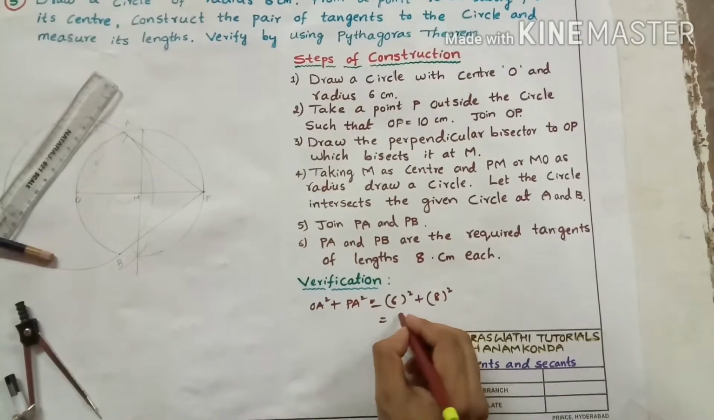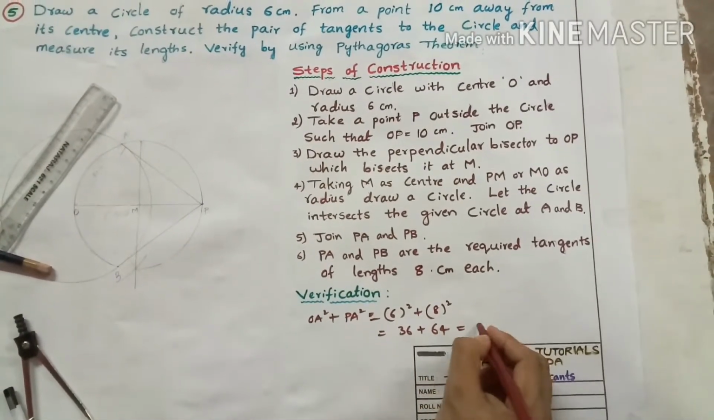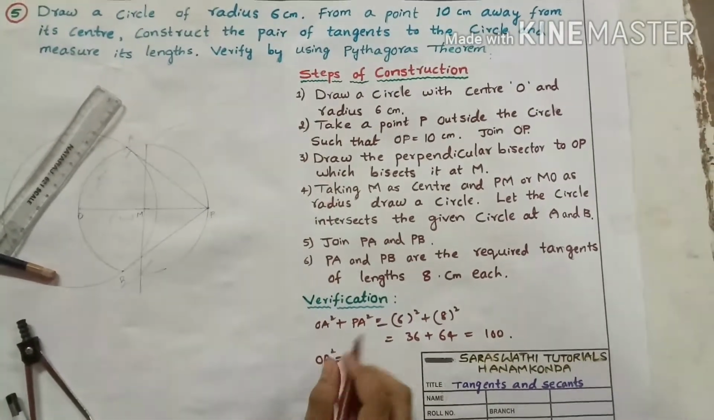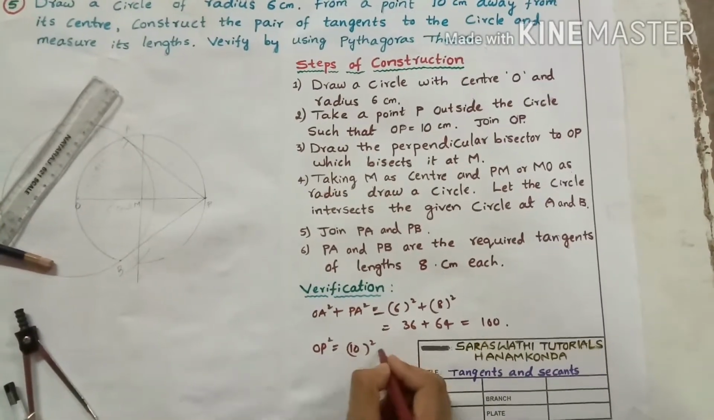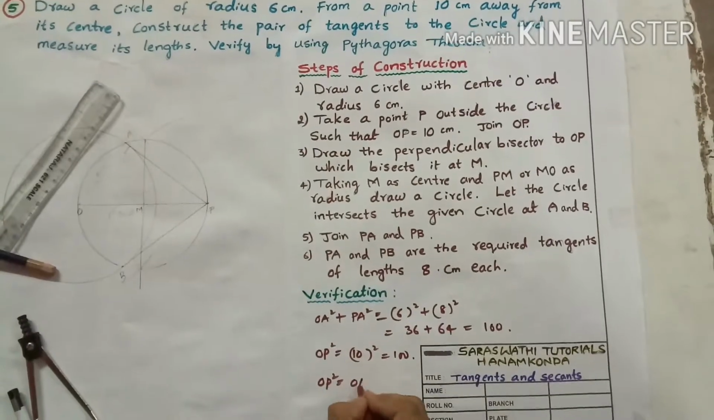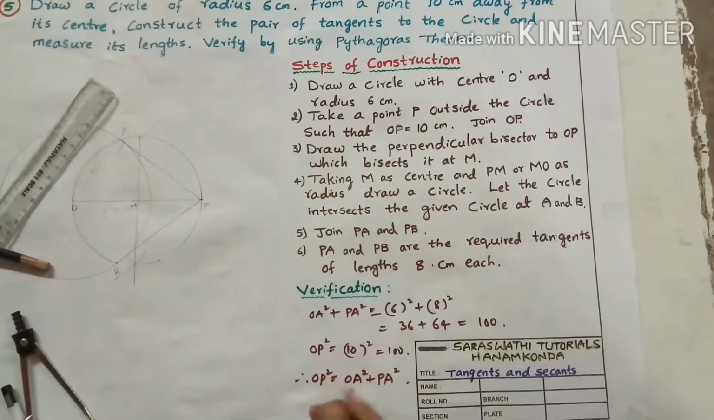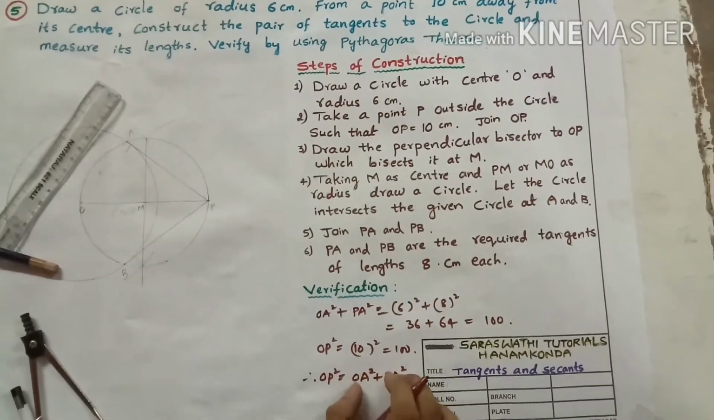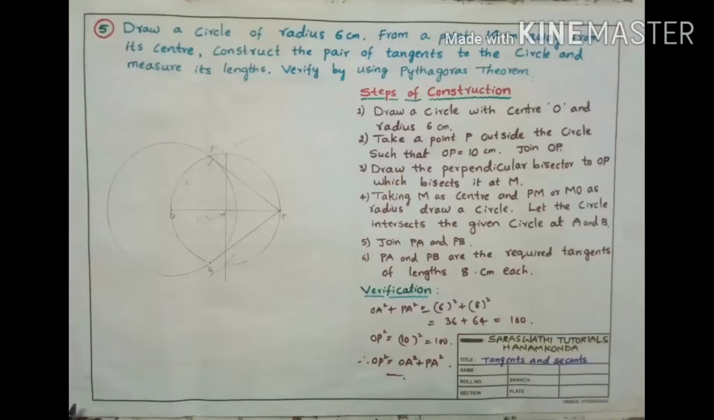6 square, that means 36, plus 8 square is 64. So 36 plus 64 is 100. Similarly OP square, where OP is 10 centimeters, 10 square is 100. So OP square equals OA square plus PA square. The hypotenuse square equals the sum of squares of the other two sides. Hence Pythagoras theorem is verified. So this is the answer.